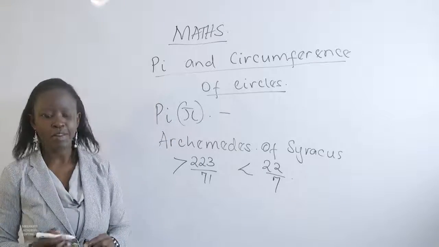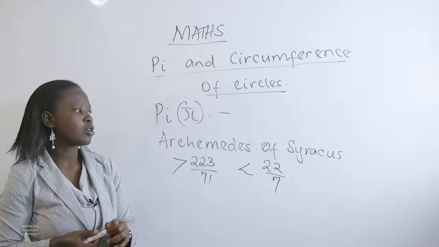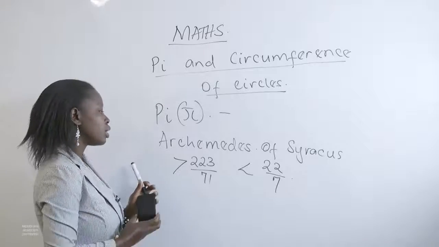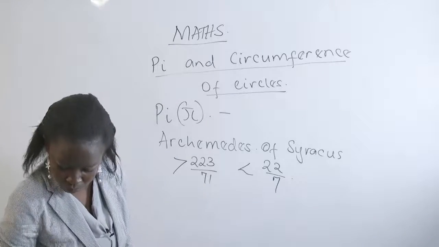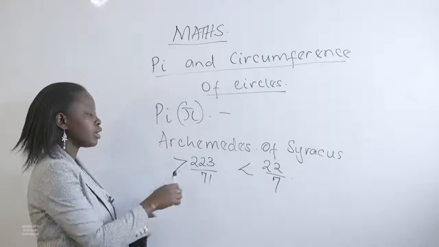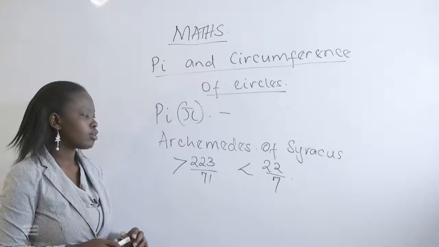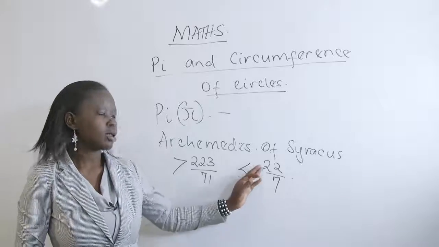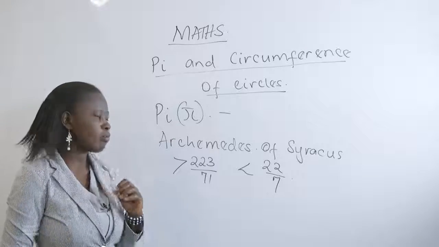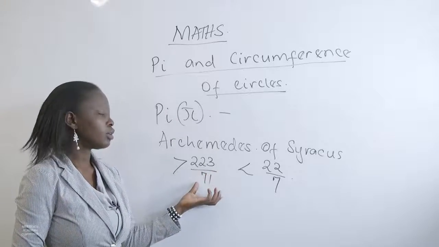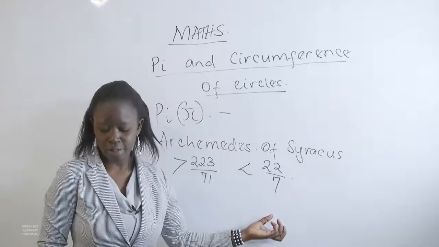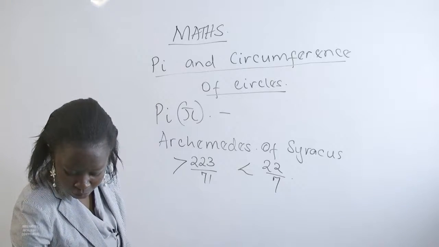We are talking about this mathematician called Archimedes of Syracuse. He estimated the value of pi to be greater than 223 over 71, but less than 22 over 7. So according to Archimedes, the value of pi was greater than 223 over 71 but less than 22 over 7.